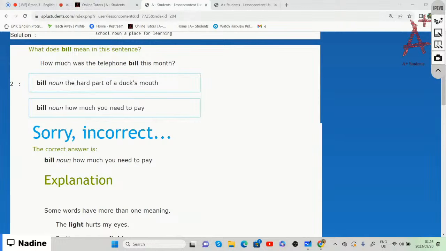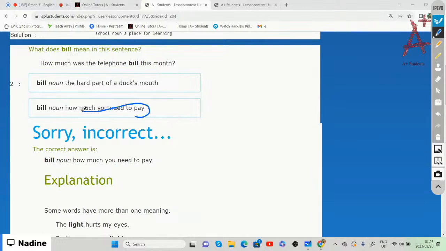All right, so if we now choose the correct one, then if it's your bill, it means how much you are going to have to pay. That shows how much you will need to pay, not the hard part of a duck's mouth.